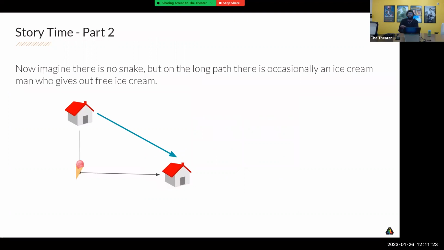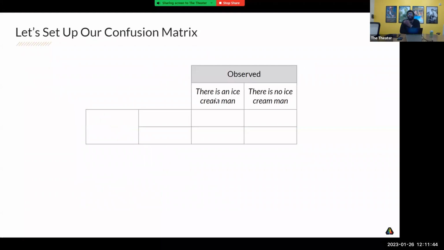So let's do another example here, one that is a little less gruesome. Let's have the same house set up, but instead of there being a snake on the short path, on the long path there's a man who gives out free ice cream. There's just free ice cream in the neighborhood, and we have a huge sweet tooth in this example. So let's set it up again. There's an ice cream man, there is no ice cream man. Those are our two options, right?